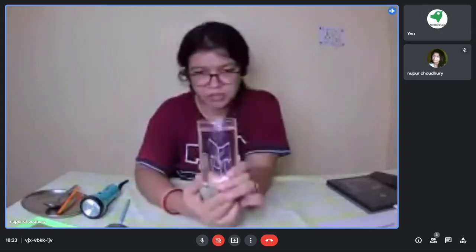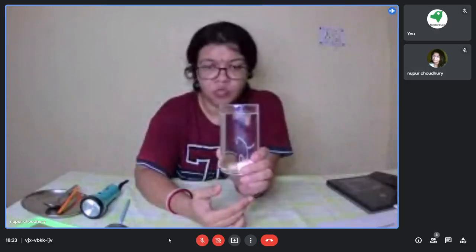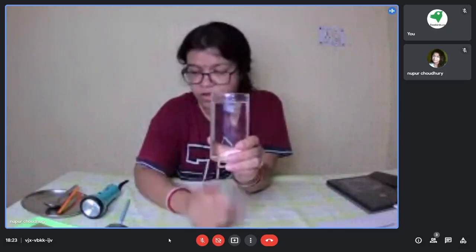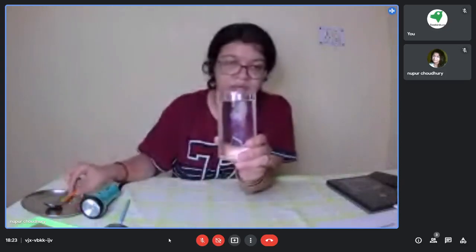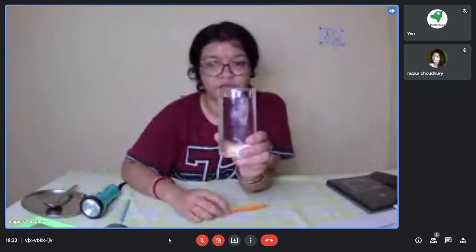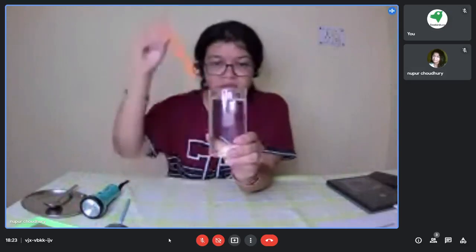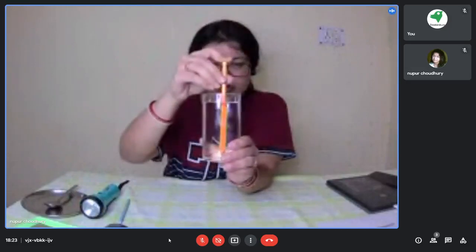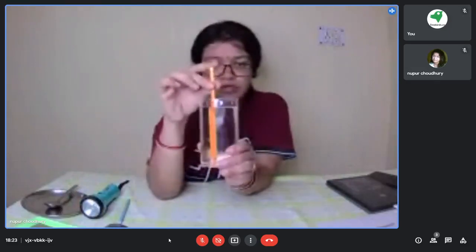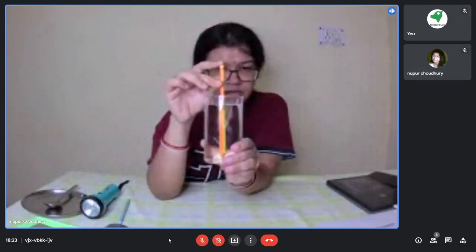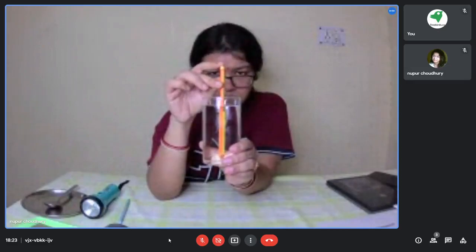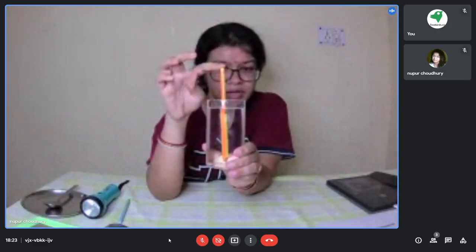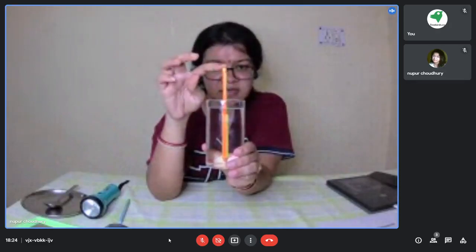So as already mentioned, in refraction, this is a glass of water which I have, as already mentioned in my slide. Now, if the angle of incidence is 0, that means I am pointing the pencil straight into this glass. At this point, what I can see is a normal pencil which is straight and inside the glass.